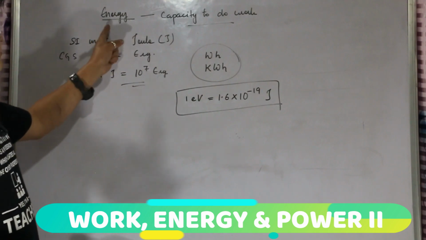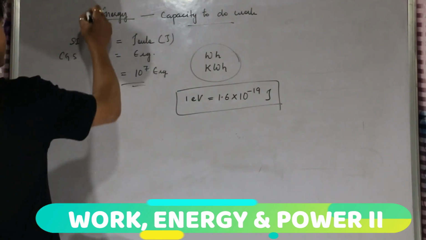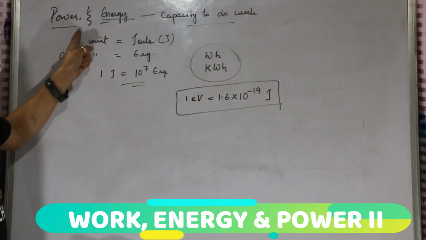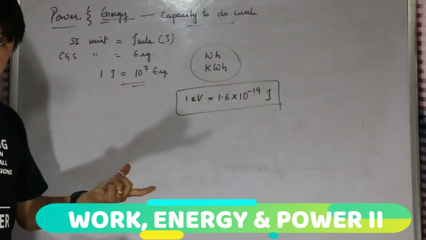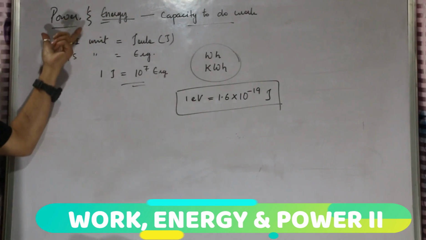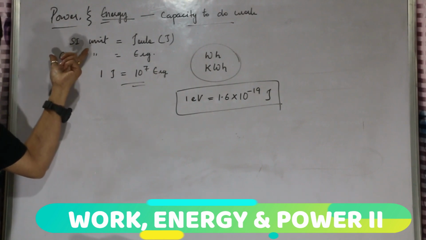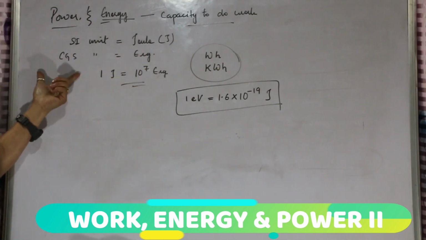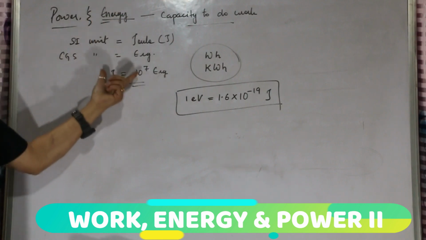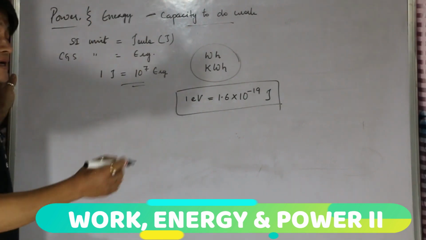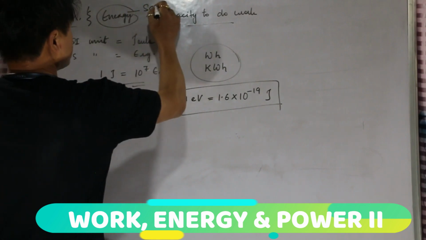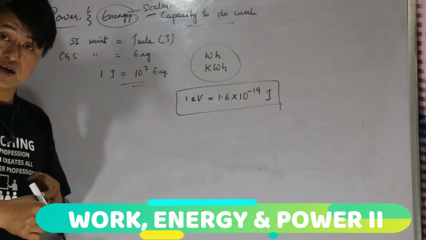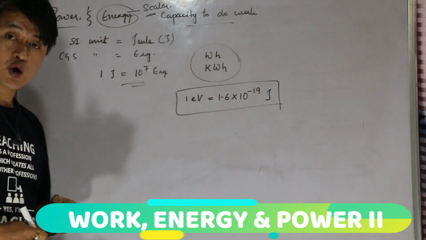Now let's find the difference between energy and power. First difference, we can write their definitions. Power is the rate of doing work, and energy is the capacity to do work. Second, power depends upon time, whereas energy does not depend upon time. Third, the SI unit of power is watt, and the SI unit of energy is joule. And energy is also a scalar quantity. So work, power and energy, all these three terms are scalar quantities.